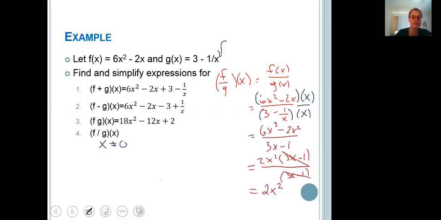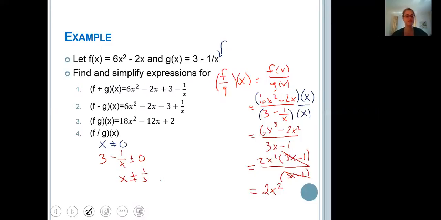So f over g of x equals 2x squared, so long as x does not equal 0. And what else? There's two things. x cannot be 0. What else can x not be? Let's figure it out. The other thing that can't be 0 is g. So 3 minus 1 over x cannot be 0. Add 1 over x to both sides, solve this, and we're going to get x cannot equal 1/3.